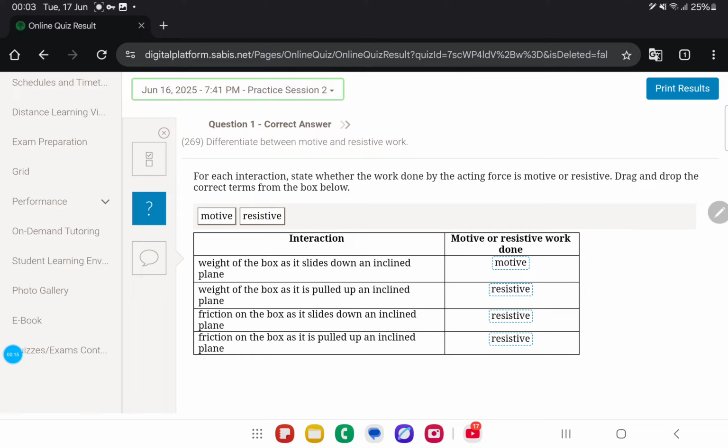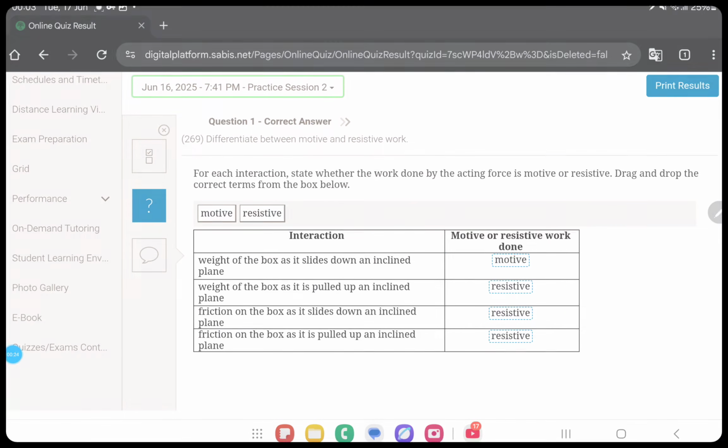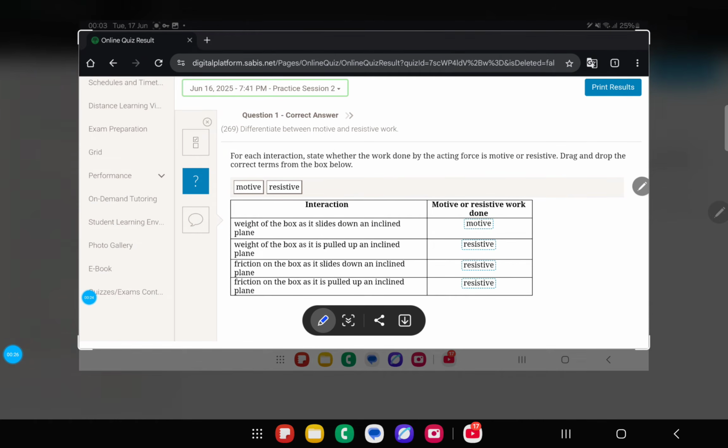For each interaction, state whether the work done by the acting force is motive or resistive. Drag and drop the correct terms from the box below. Okay, so they're asking whether it's motive or resistive. So to explain this, let me give you this quick example. Imagine a cart going up a hill, right? And then imagine another cart going down the hill, okay?